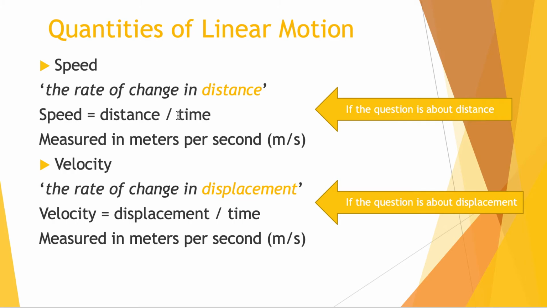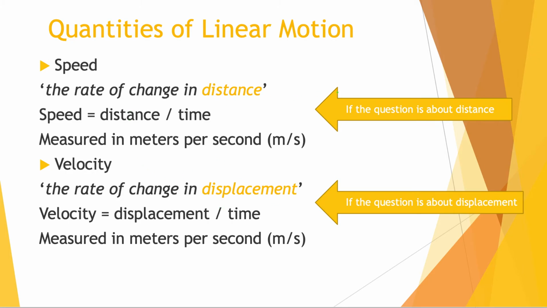Okay, so speed then. If we use those quantities, speed is the rate of change in distance. So if the question's about distance and it's giving you the distance travelled by an athlete, then the quantity that you can calculate from that is speed. Whereas if a question gives you displacement of an athlete, then the quantity that you're going to calculate is their velocity. So that's the difference. Speed is about the rate of change in distance, and velocity is about the rate of change in displacement.